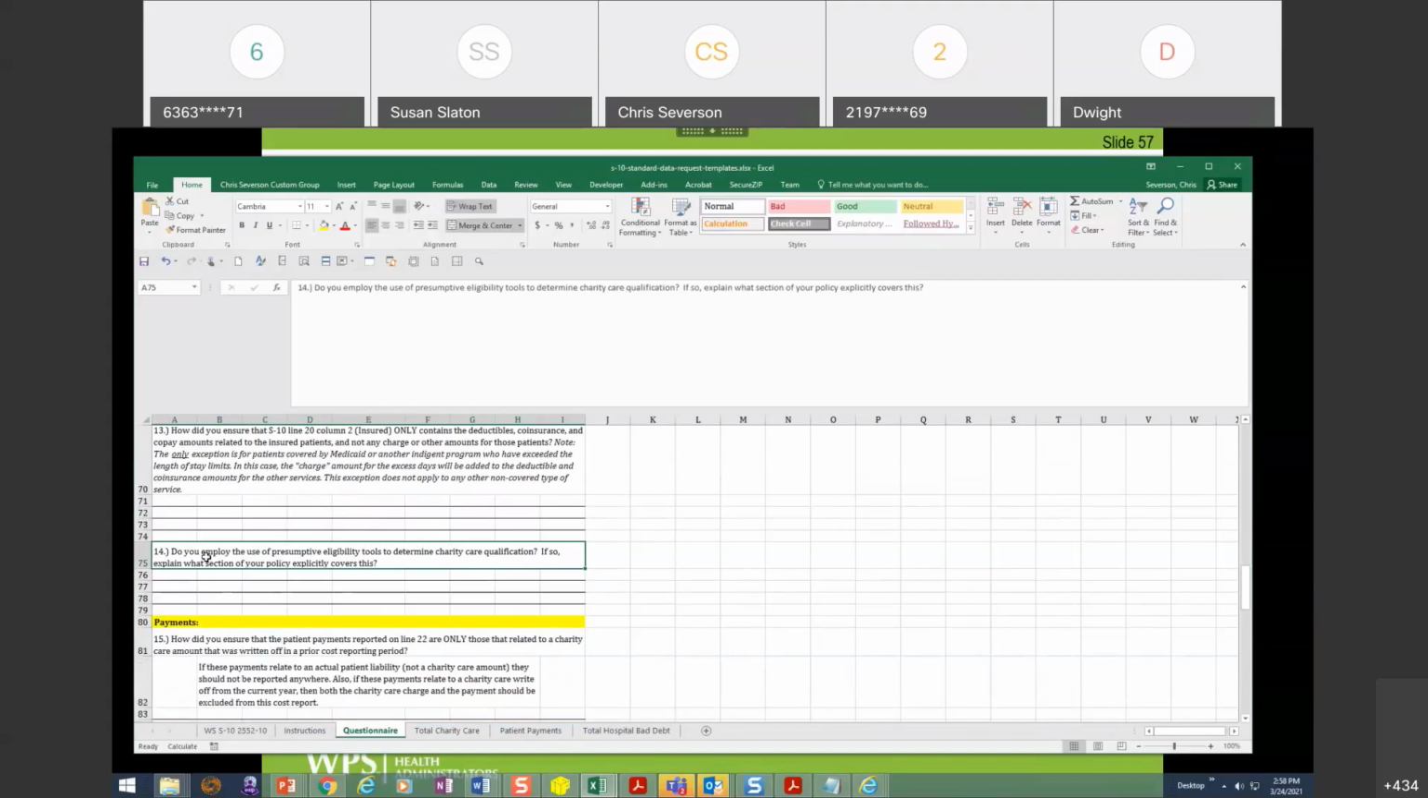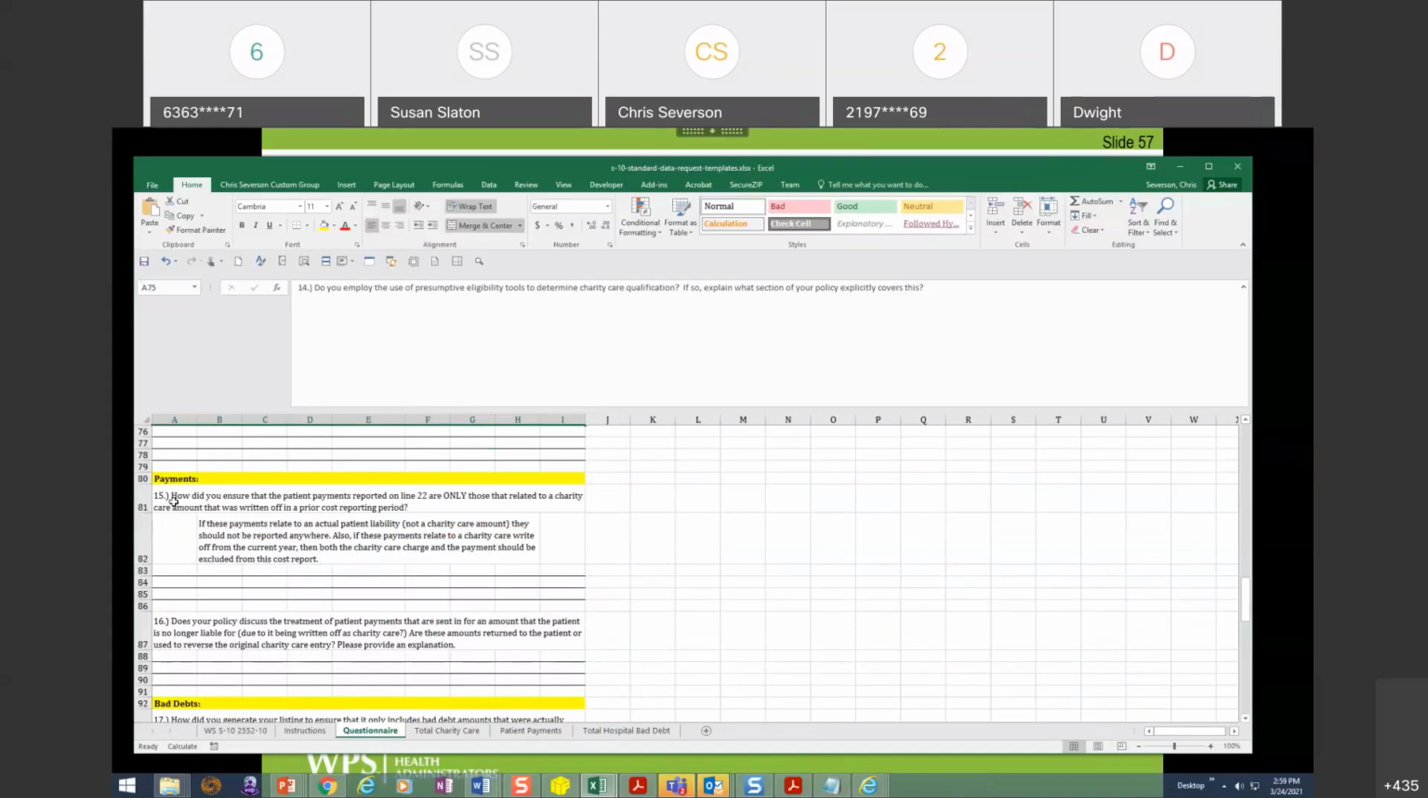14, I do want to touch on, though, about the presumptive eligibility. That's never allowed for Medicare bad debt purposes, but it is allowed for charity care as long as it's in your policy. So presumptive eligibility based on some vendor, some software, some other simple eligibility verifications, things like that.